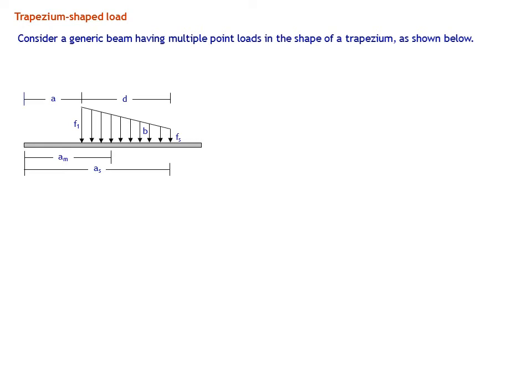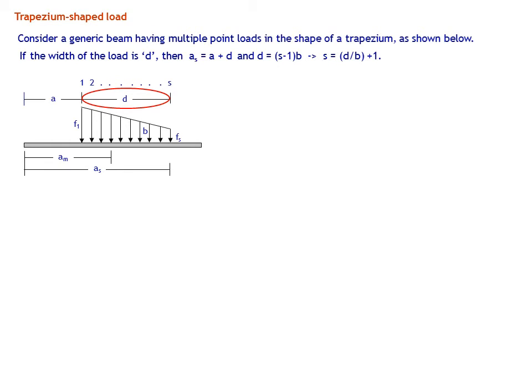So consider a generic beam having a multi-point trapezium-shaped load as below. There are a total of S individual point loads, each separated from its neighbour by a small distance b. The width of the load is d, which is related to S by the simple equation d equals (S minus 1)b, from which we get S is equal to d over b plus 1.